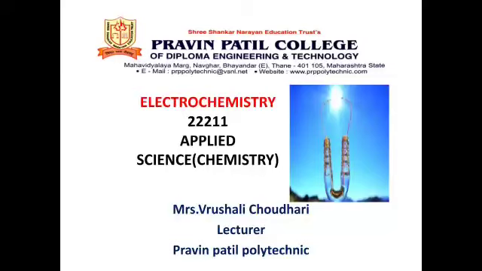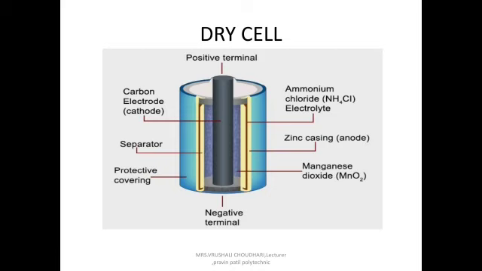We are going to learn electrochemistry under subject code 2211 in applied science chemistry. This subject is only for electrical engineers, who are going to deal with the conversion of electric energy into different applications. In the previous lecture, we learned what is the dry cell.